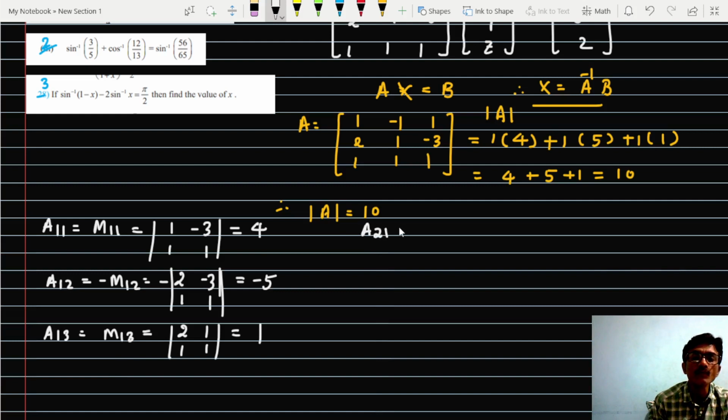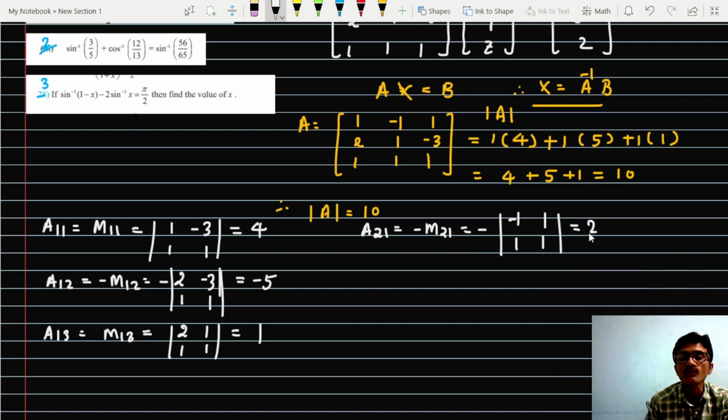Then A21, what is A21? It is equal to minus of M21, and it is minus of the value of the determinant, second row and first column. So this will be minus 1 1 and 1 1. What is the expansion of this? Minus 1 and this minus 1, minus 2 will come, so this will be plus 2.